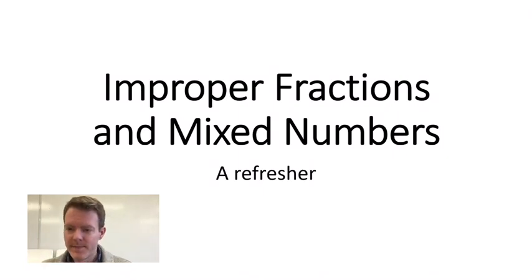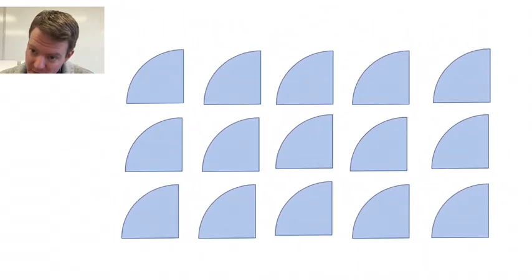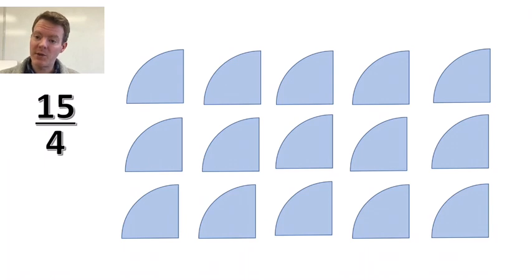So take a look at this. This is 1/4, aka a quarter. We call it 1/4 because if we take a whole and cut it into 4, this is one of them. This is 1 out of 4. Now this is 15/4. 15/4 is an improper fraction. We call it an improper fraction because the top number is larger than the bottom number, meaning that it is more than a whole. So it can be written as a mixed number.